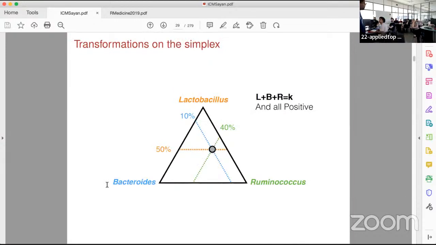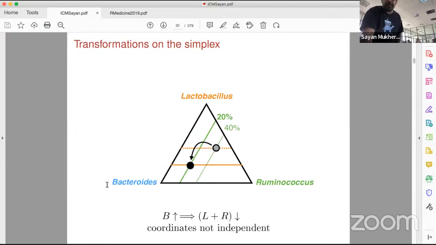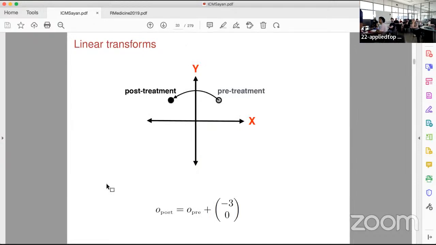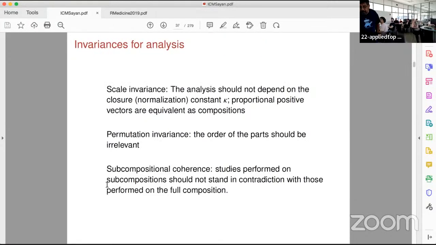Life on the simplex is harder. Because if you move one down, what's going to happen to all the other ones? They're going to move up. Right? So you have an associated negative correlation, even though that taxa might not be driving anything else, because you have the constraint. And that's just what I'm showing you. Okay? So the coordinates are not independent. Same thing if I were to inject one of the species up or down, you're getting these negative biases and spurious correlation.